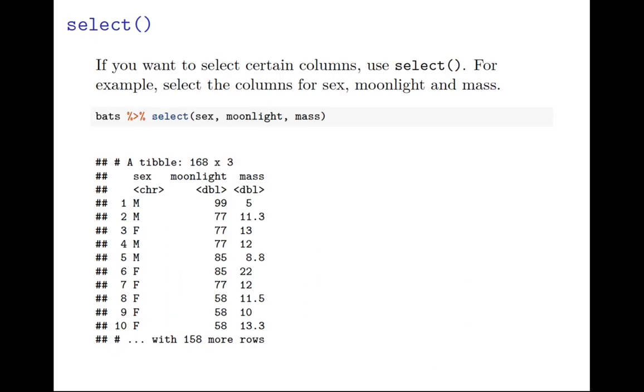And select is another useful function if you're ever trying to pull out certain columns. So for example, say you want to select the columns just for sex, moonlight, and mass. Here you would just use your select function, and then you just get your resulting data set that does not contain the rest of the columns.